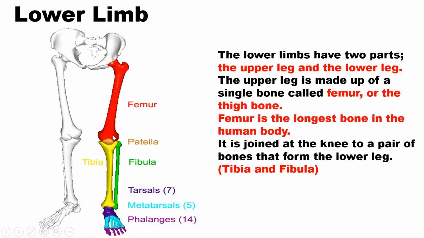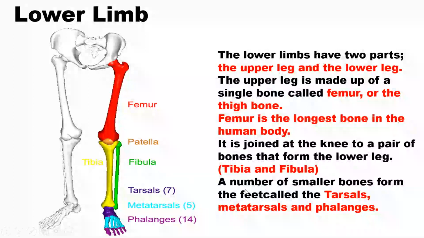This femur is joined with another pair of bones in the lower leg, and these are known as tibia and fibula. A number of smaller bones form the feet called the tarsals, metatarsals, and phalanges. So this is the structure of the lower limb.